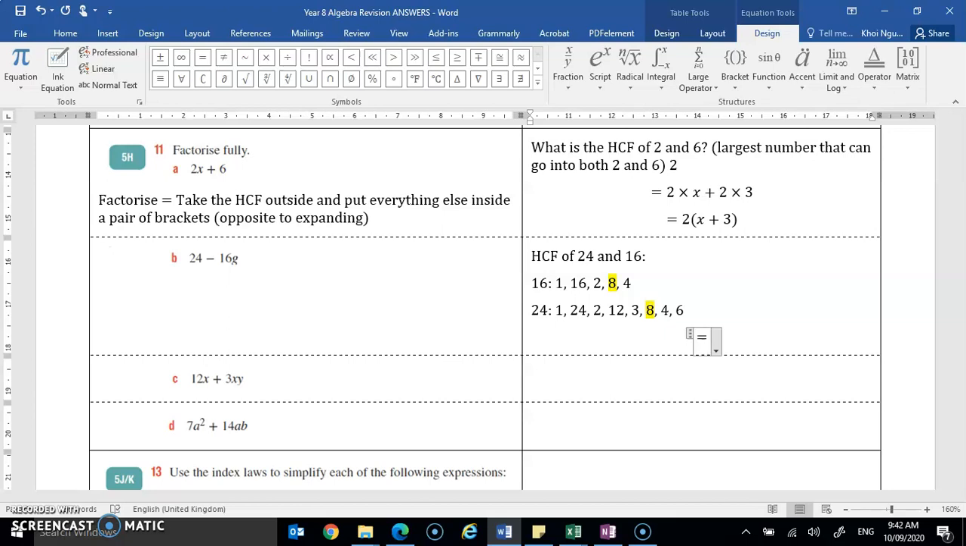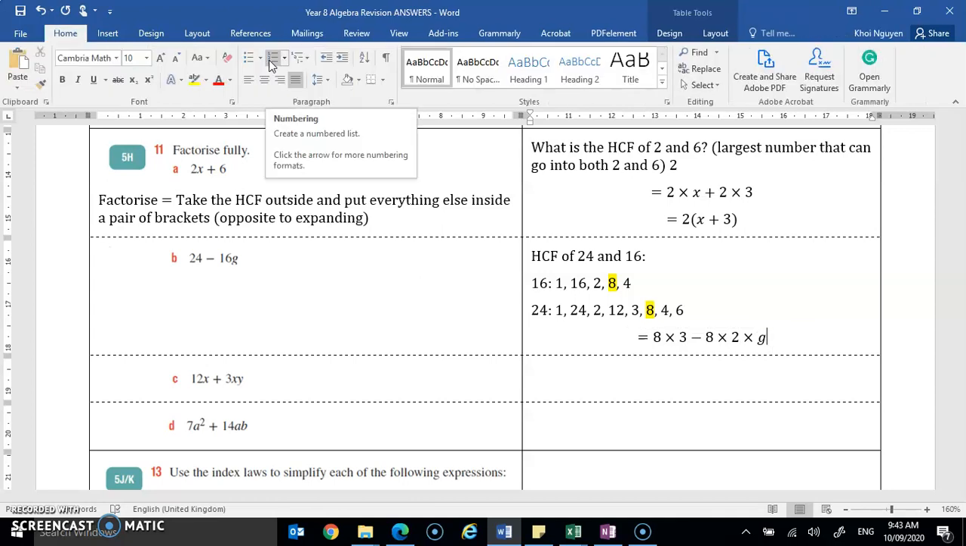24, that is 8 times 3, and this is where it's really useful that you actually write out all the factors, especially when you write it in pairs like this, because you know right away 8 times 3, that's 24. Minus, okay, 16, I can rewrite that as 8 times 2. Okay, and we also have the letter G as well. So 8 times 2 times G.